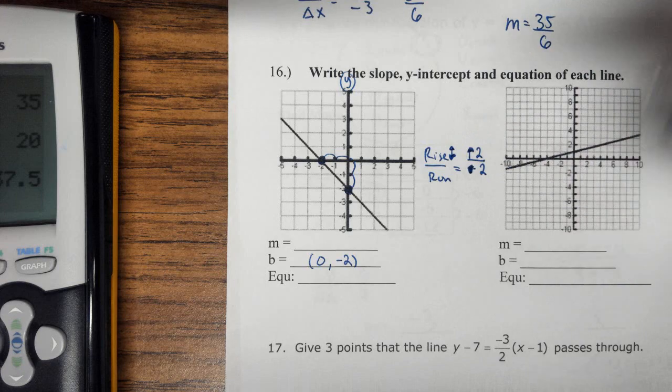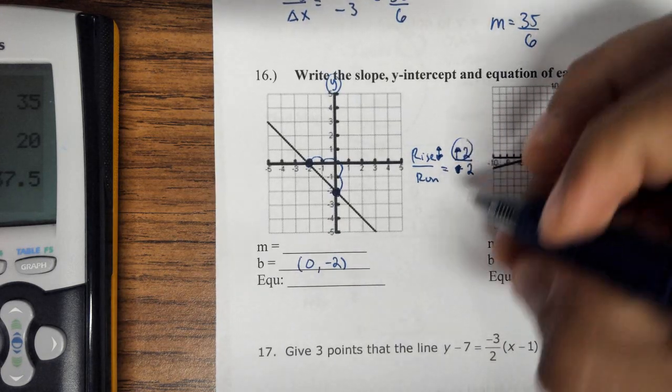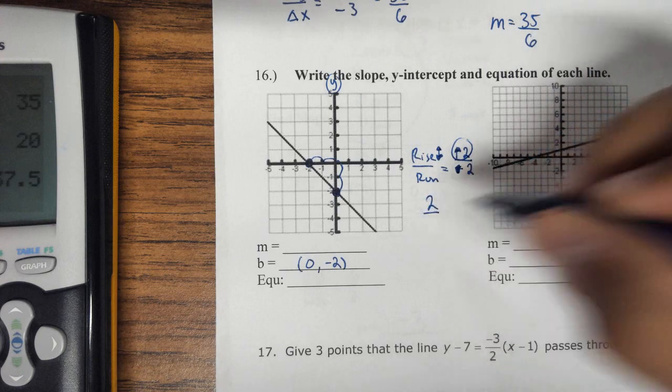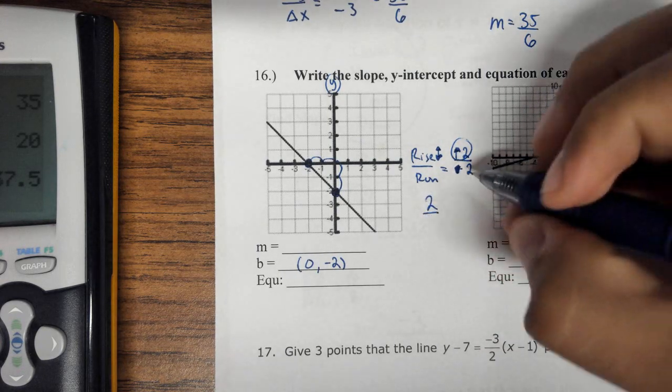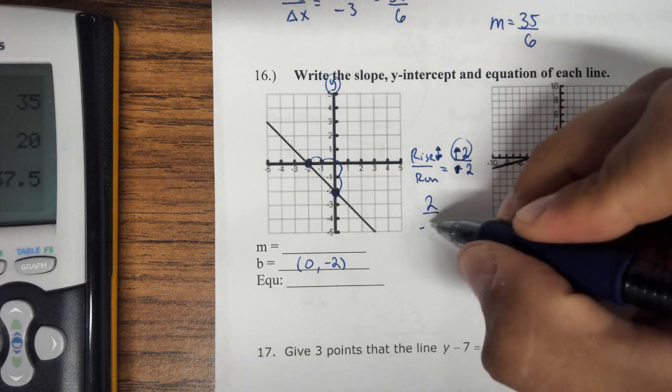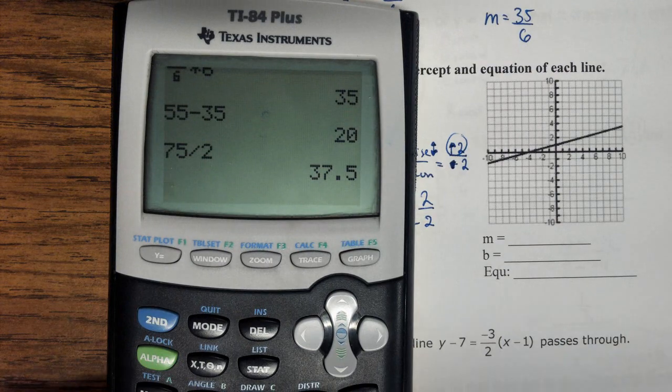Rise controls up and down, and it's pretty easy. If you go up, that's positive. If you go down, that's negative. So if I start simplifying this, 2 up is positive. And then to the left, left 2 is going to be negative 2. So then I type that into my calculator.